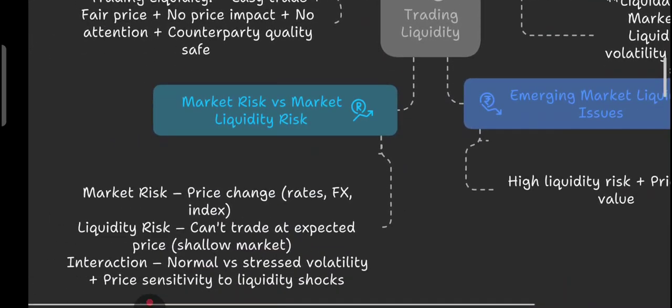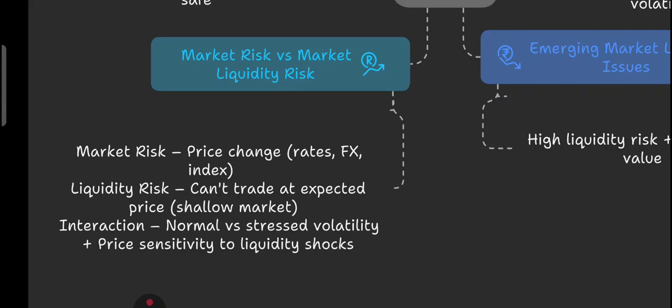Now friends, let's look at market risk versus market liquidity risk. What is the difference? Here you can see, very very important. Market risk means what? Price change due to rates, forex and indices. But liquidity risk is what? You can't sell what you want at the price you expect. That is called liquidity risk.